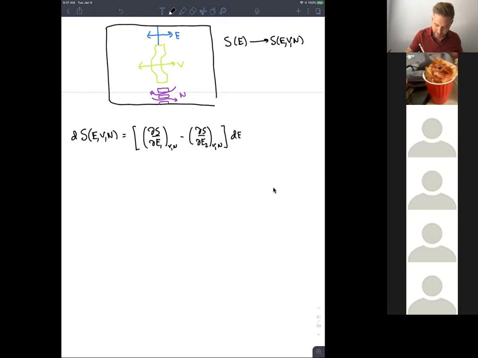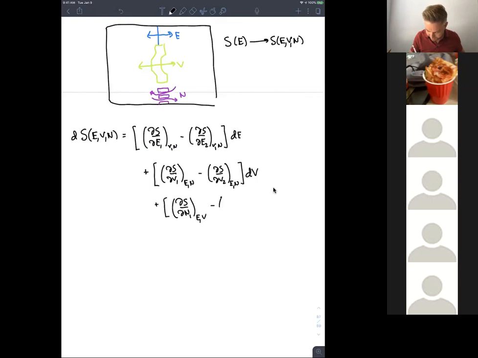Then when we allow the volume to vary, we get dS/dV1 at constant energy and number of particles, minus dS/dV2 at constant energy and number of particles, times dV. And then we let N float around. When we let N float around, we get dS/dN1 at constant E and V, minus dS/dN2 at constant E and V, times dN. Again, we're looking for the maxima of this function, and hence we take the differential and set it equal to 0.